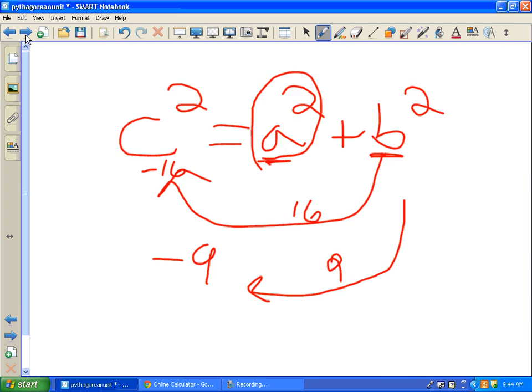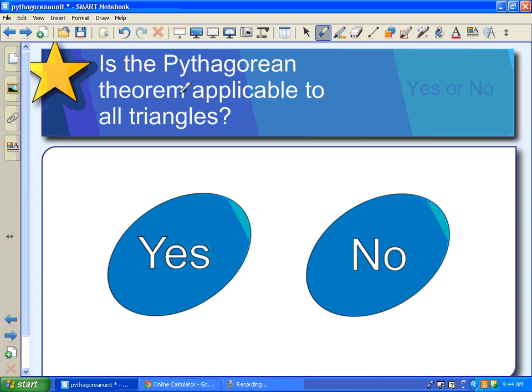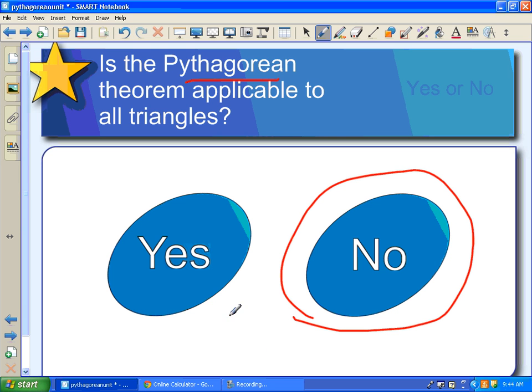Okay, looking at a few multiple choice. Is the Pythagorean theorem applicable to all triangles? The answer is no, it's just applicable to right triangles. That means triangles that have a perfect corner in them somewhere.